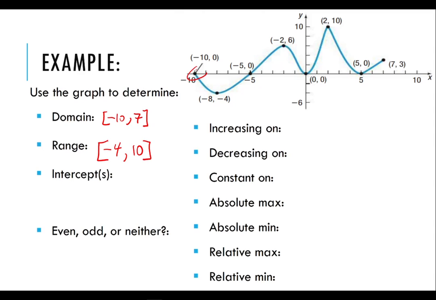Then find the intercepts. That's just anywhere it crosses an axis or touches an axis. And so our intercepts are (-10, 0), (-5, 0), (0, 0), and (5, 0). Now we want to know, is this function even, odd, or neither? Well, first, is it a function? And the answer is yes, it passes the vertical line test. Next question, does it have any symmetry, specifically y-axis symmetry or origin symmetry? It has neither of those, and therefore it's neither even nor odd.